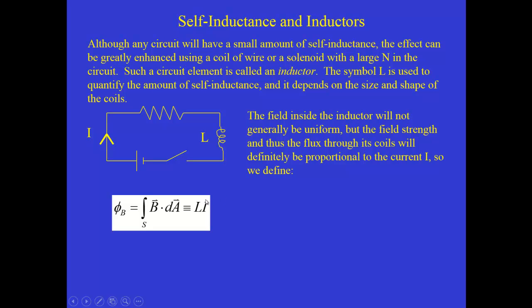So that's the definition of self-inductance. If we solve for L here, it's the magnetic flux divided by the current. And L will depend, as we said, on the size and the shape of the coil itself.